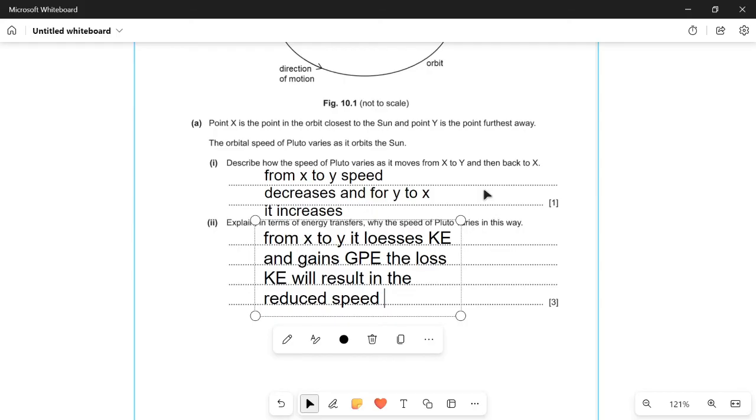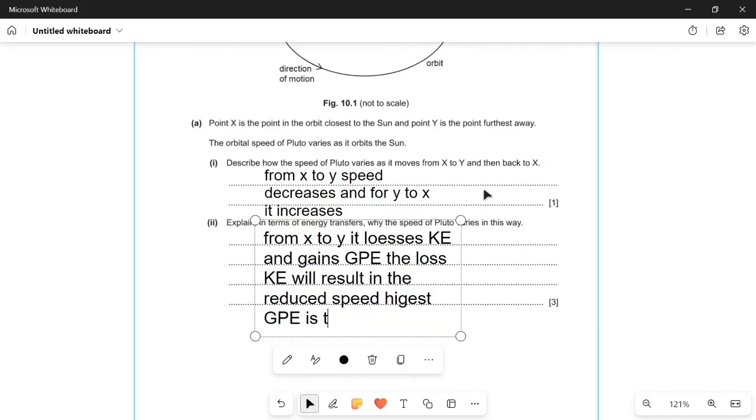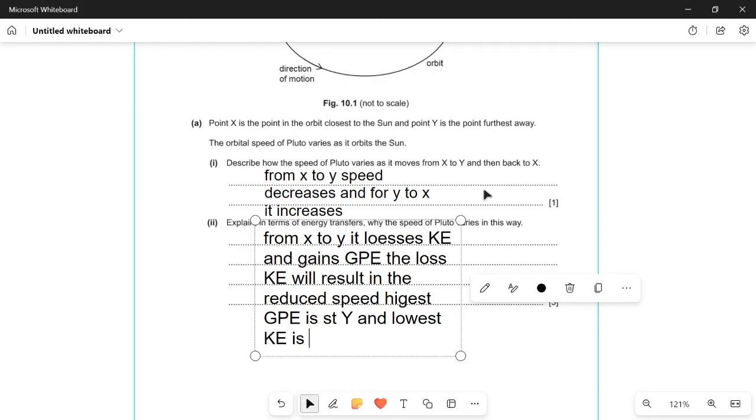And then we know that the highest GPE is located at Y, and the highest kinetic energy is located at X. So we can write that the highest GPE is going to be at Y, and the lowest KE, or kinetic energy, is going to be at Y, because when the kinetic energy increases, the gravitational potential energy decreases, so it's vice versa.